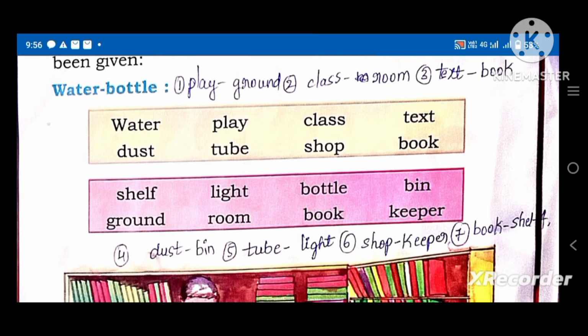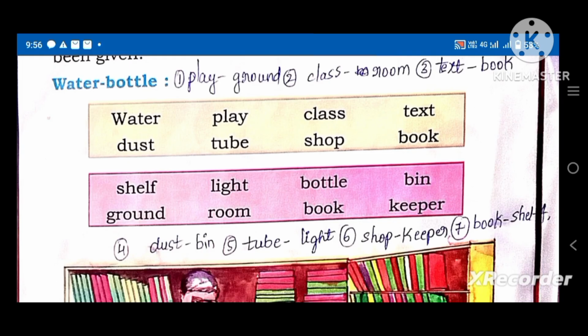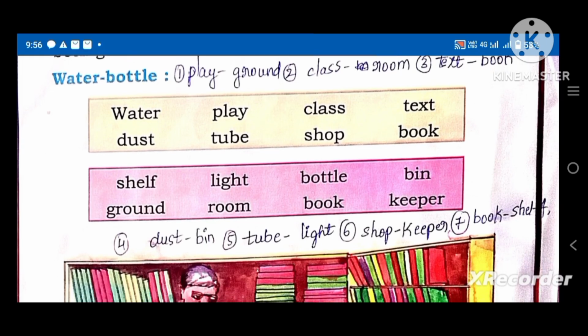Dustbin. Fifth one, tube light. Sixth one, shopkeeper. Seventh one, bookshelf.